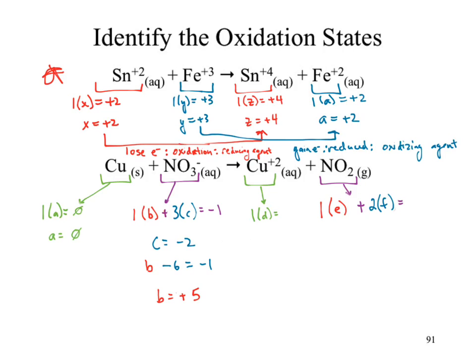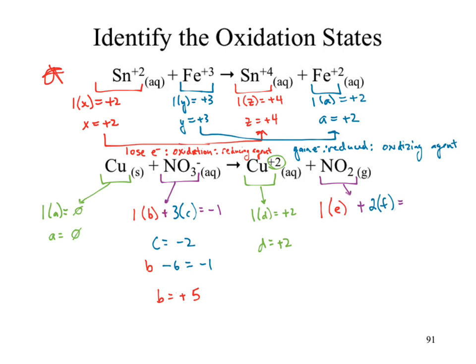Copper on the product side, 1D equals +2, because we're looking in the upper right hand corner, it's a +2. So that means D equals +2. I like this swap.